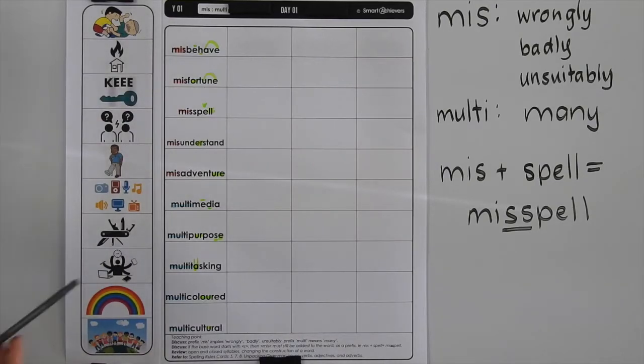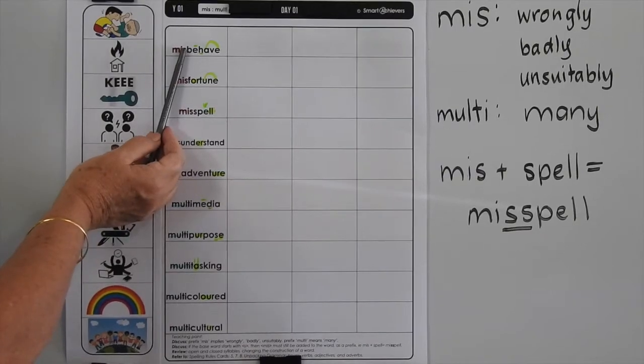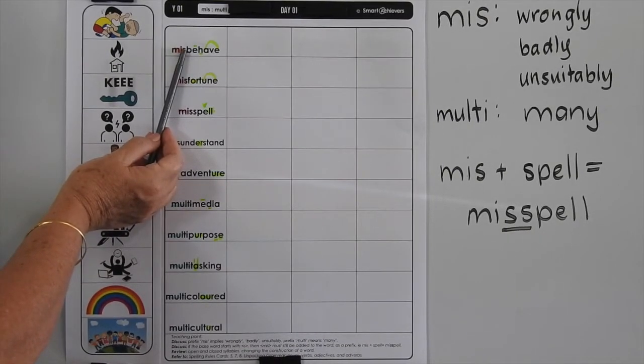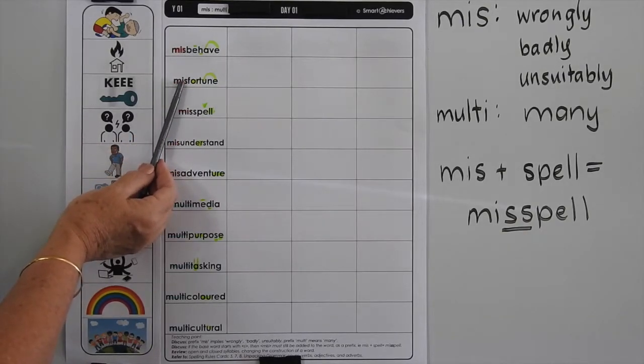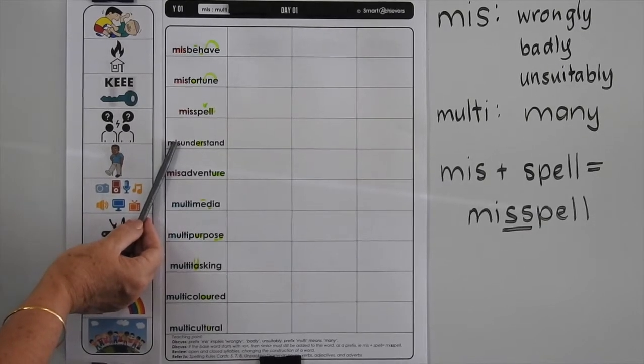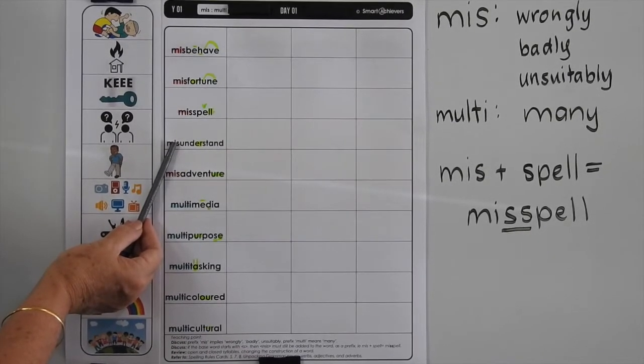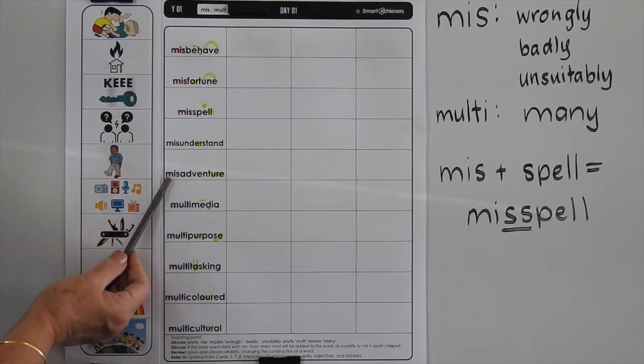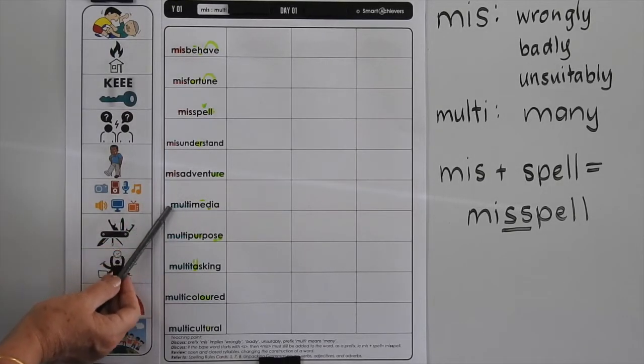Okay, let's go through and have a look at what each of these words mean. So misbehave is when someone is not behaving in an acceptable way. Misfortune is bad luck. Misspell means to spell incorrectly. Misunderstand is a failure to interpret words or actions correctly. Misadventure means an unfortunate event or accident.